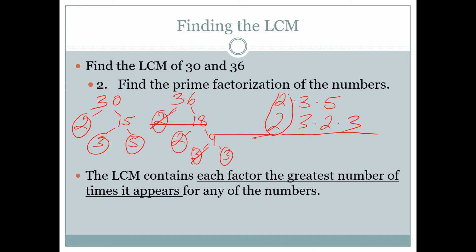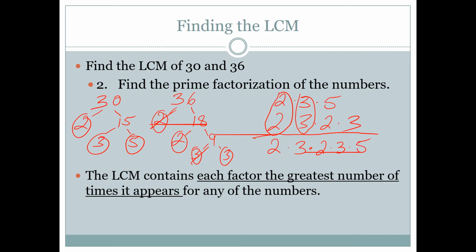So I've got a pair of 2's, so I'm going to write down 2 once. I've got a pair of 3's. I'm going to multiply by 3, so write down 3 once. But then all this other junk left over here, the 5, the 2, the 3, I'm going to multiply by all that as well. So times 2 times 3 times 5.